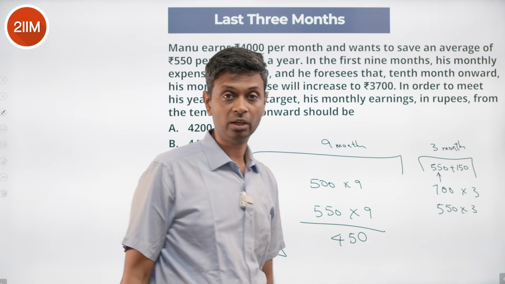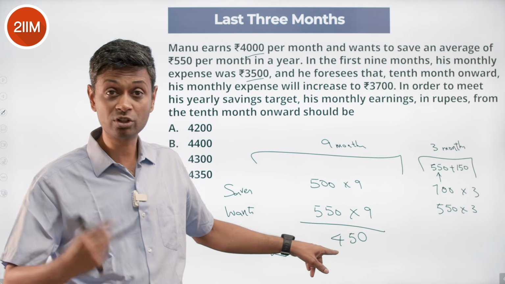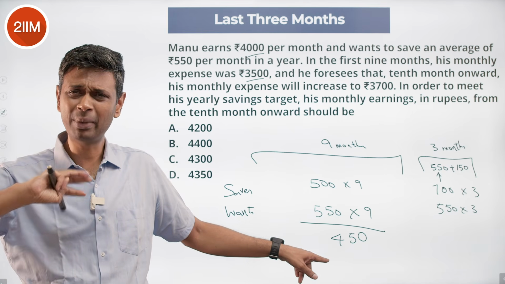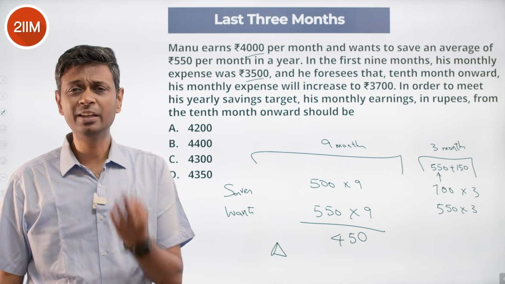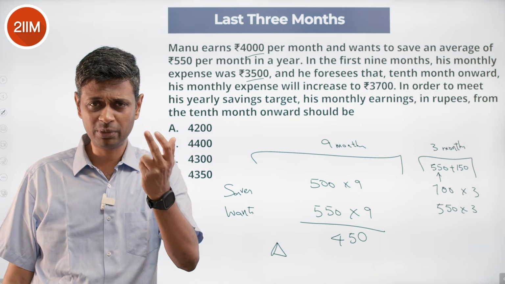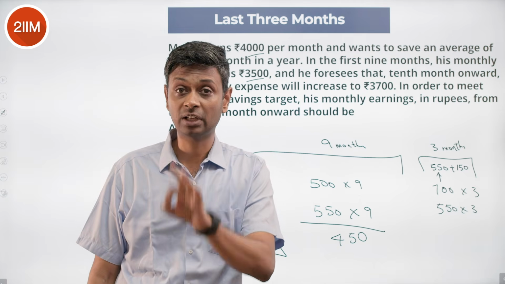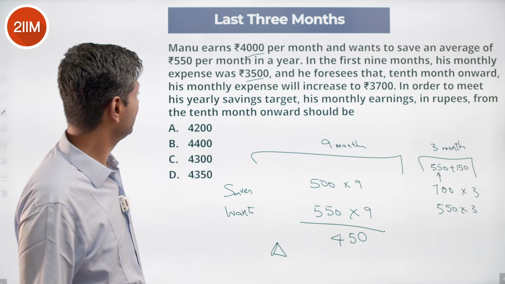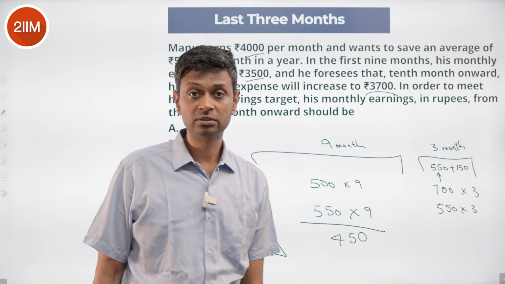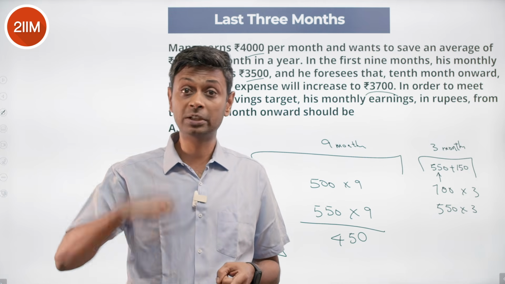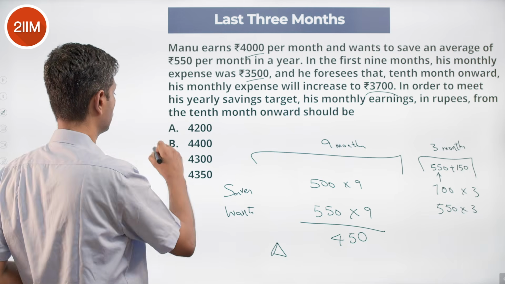Where does that 150 come from? His deficit is 450. He has to make that up in the last 3 months. 3 months, 150, 150, 150. Each month, 150 will come. So he needs to save 700 rupees per month in the last 3 months. His monthly expense will go to 3,700. His income should be 3,700 plus 700, which is 4,400.